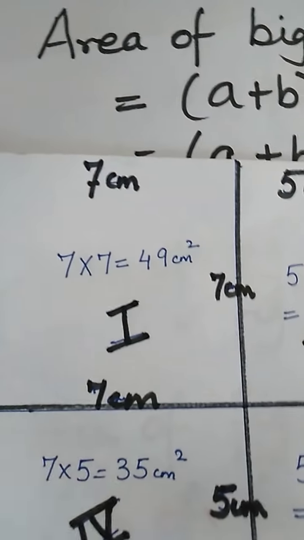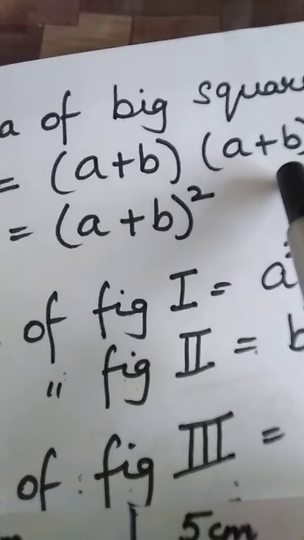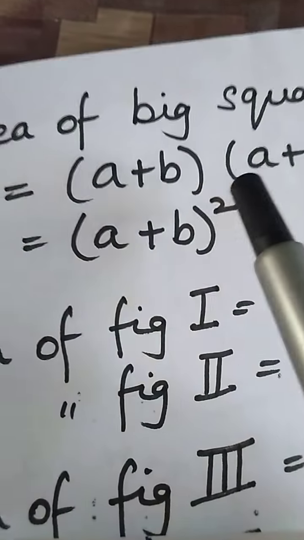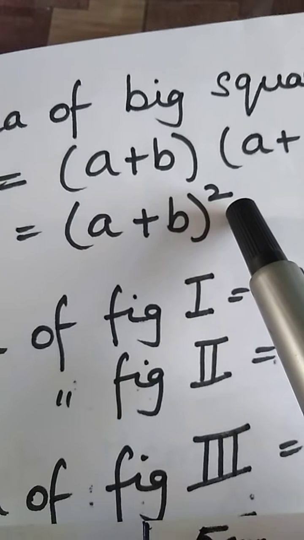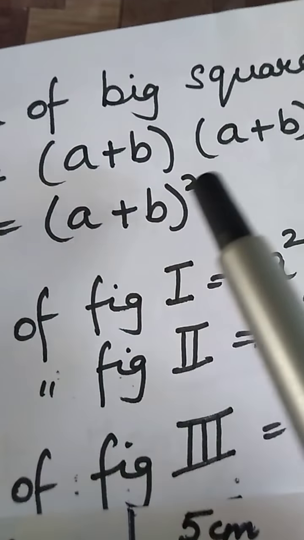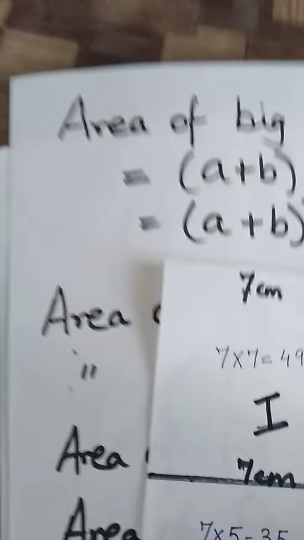So what will be the area of this big square? Side is A plus B into A plus B. How do we write indices? A plus B into A plus B means square of A plus B. Clear? A plus B multiplied by A plus B is a square of A plus B. Now let us see in terms of A and B.